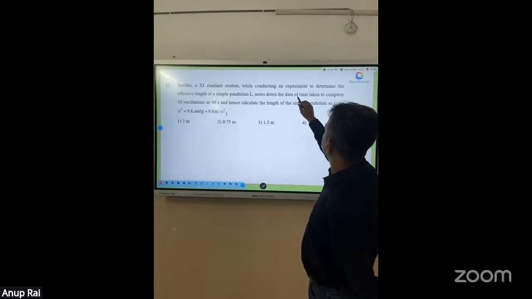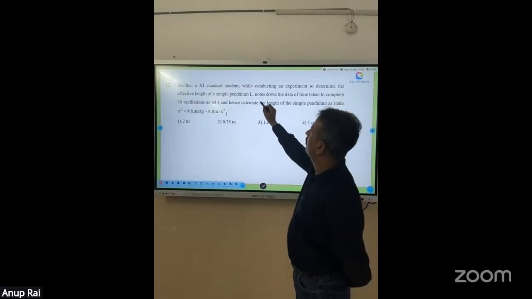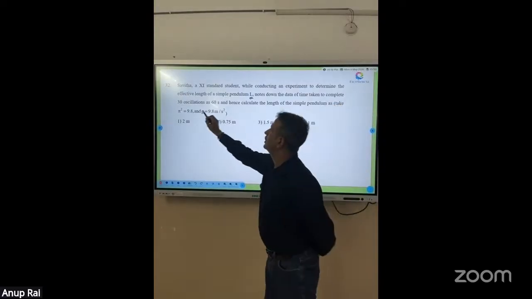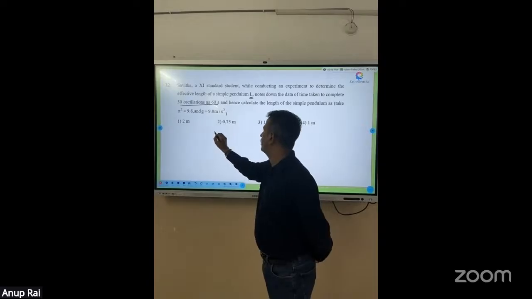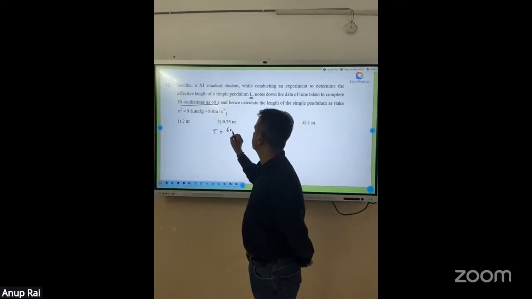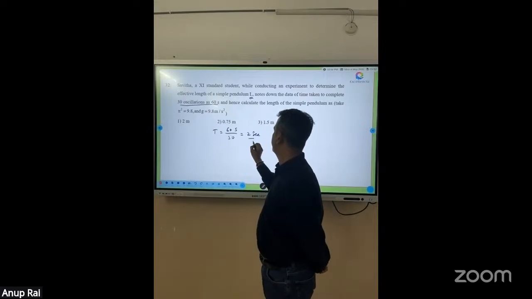In 11th standard, while conducting an experiment to determine the effective length of a simple pendulum of length L, the time taken to complete 30 oscillations is 60 seconds. So what is the time period of the pendulum? The time of one oscillation is called the time period. Time period is 60 seconds divided by 30, which is going to be 2 seconds.